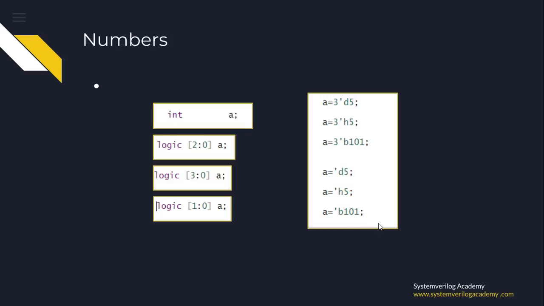Thus when you are not insisting on the width of the number, you must be careful that the variable width is enough to hold that number in order to avoid accidental bugs.